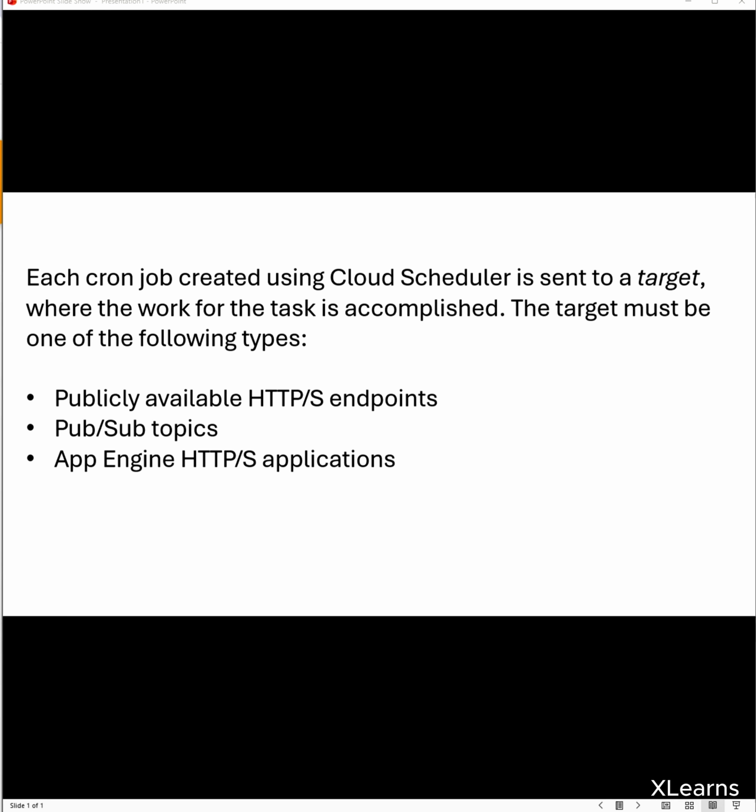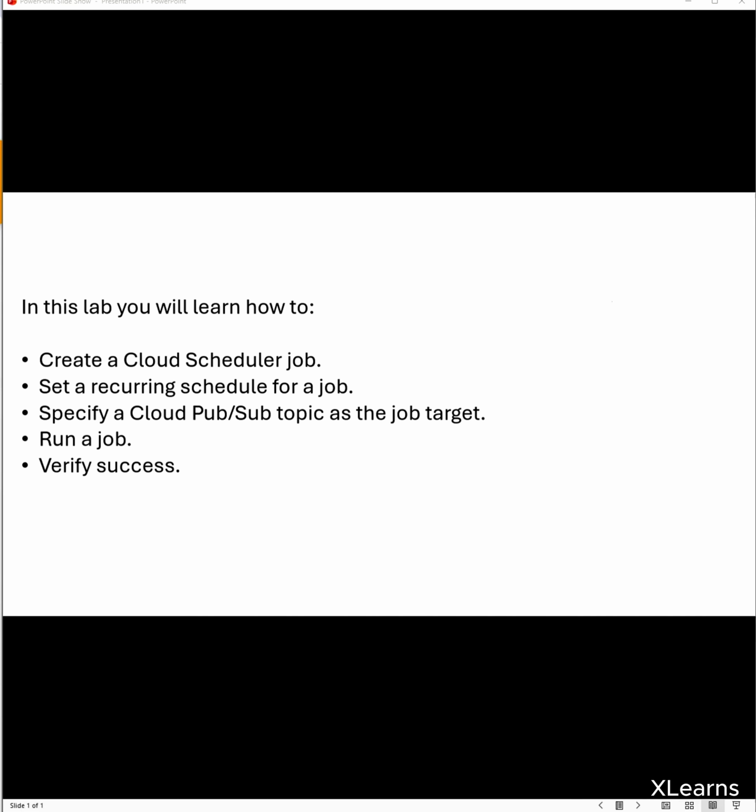Each cron job created using Cloud Scheduler is sent to a target, where the work for the task is accomplished. The target must be one of the following types: publicly available HTTP/HTTPS endpoints, Pub/Sub topics, App Engine HTTP/HTTPS applications. In this lab, you will learn how to create a Cloud Scheduler job.